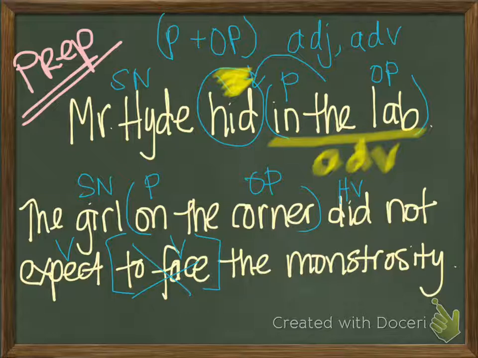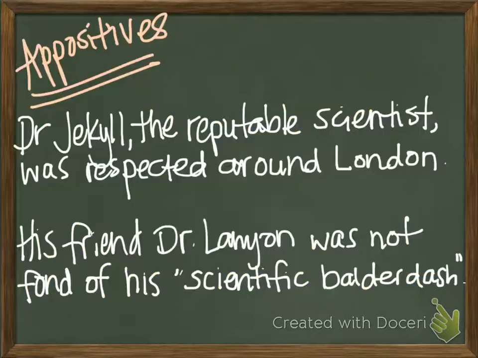On the corner then, we need to figure out what it's modifying. Here it's modifying the girl. It's telling which girl. Now even though it sounds like it's where the girl is and where is an adverb question, that doesn't matter. It's all about the word that it's modifying. So if I'm modifying a noun, that means that the prep phrase is adjectival.